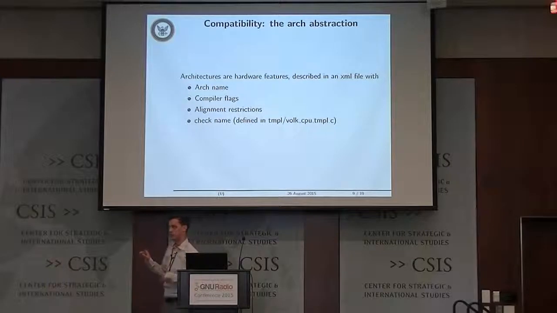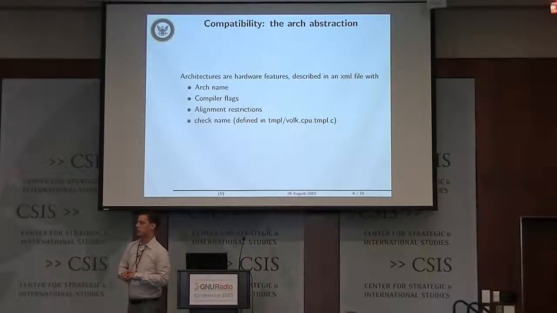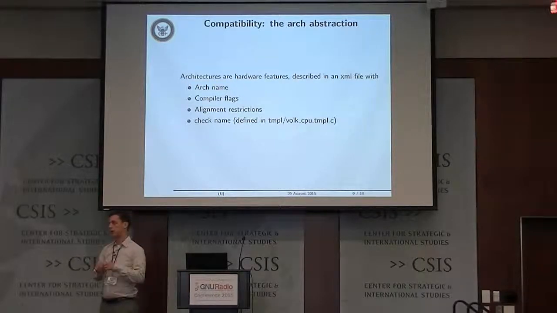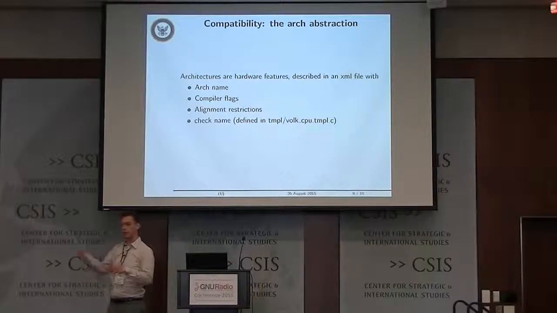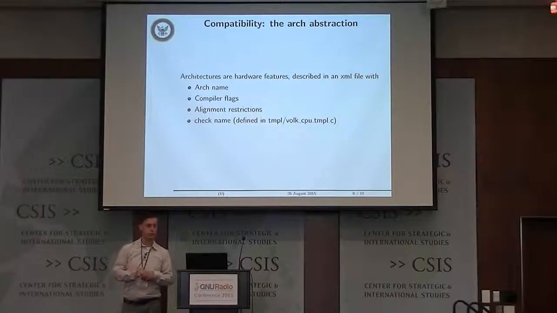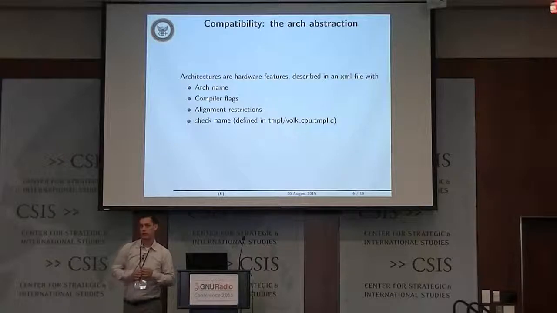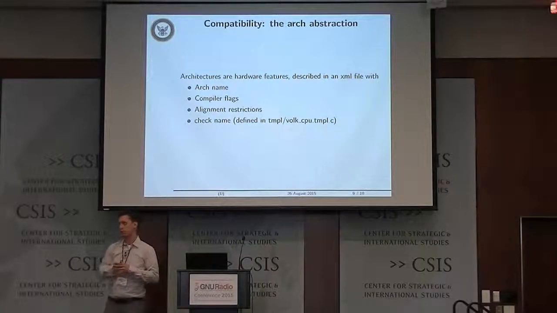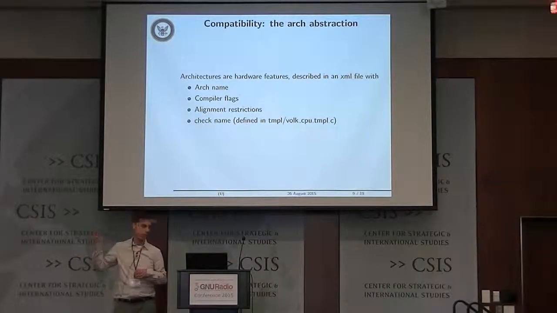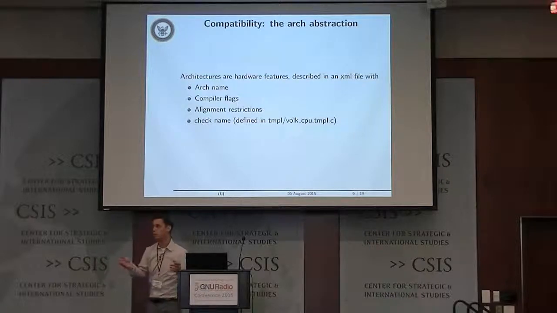The architecture abstraction describes the architecture name, which is just a friendly human-readable name, and then the compiler flags that you need to use to get your compiler to actually compile your code. And then any alignment restrictions. One of the caveats with some of this SIMD code, and code in general, is that you actually want your buffers to always be aligned on some boundary. So this provides a way to describe what the alignment should be.